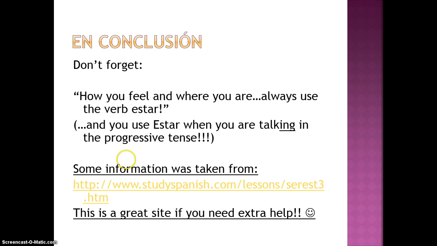A lot of the information that you just learned was taken from this website, www.studyspanish.com. This website is awesome if you guys ever need a refresher on something, or we learned something in class and you need more help on it. This gives you a really nice detailed description of how everything works in Spanish, grammar-wise.